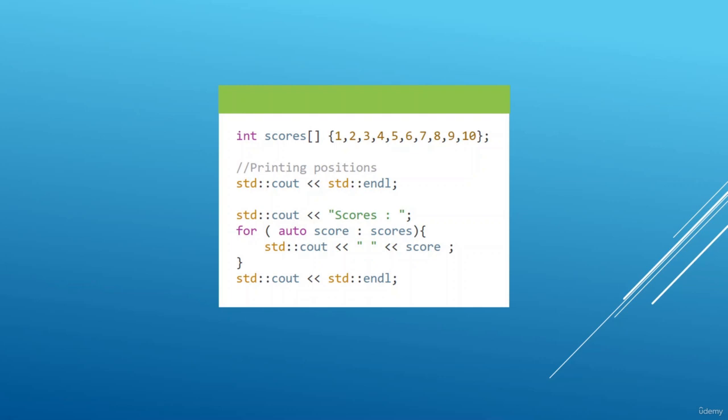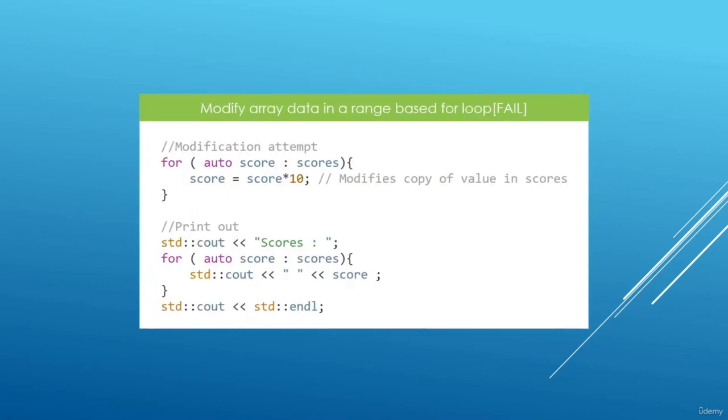This is going to be until we want to modify the data through our range-based for loop. So if we set up something like this, for example, for auto score in scores, and inside the curly braces we try to assign a new value to score, this is not going to modify the original data. This is going to be modifying a copy of the current iteration in the array that we have in this loop here. And if we try to print out, we're not going to see our changes reflected in the original array.